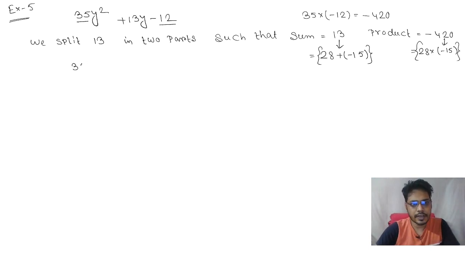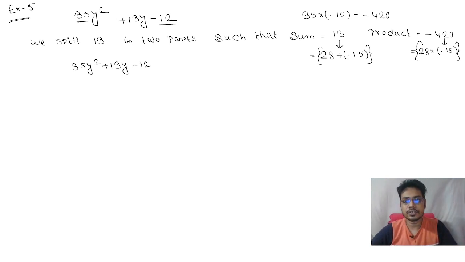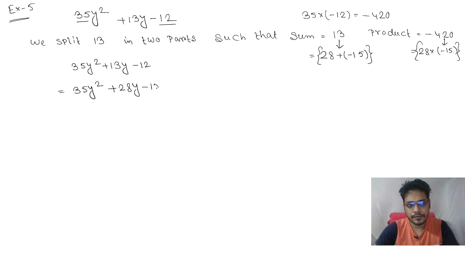Now 35y square plus 13y minus 12. You can write this 13y as 28y minus 15y. So it is equal to 35y square plus 28y minus 15y minus 12. So here we can take 7y common. So it will be 5y plus 4.